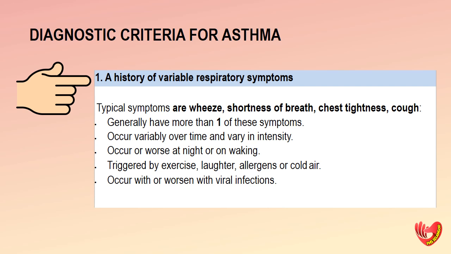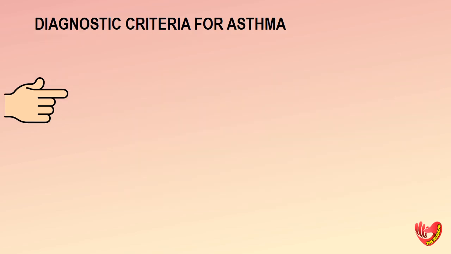Typically, symptoms are wheeze, shortness of breath, chest tightness, and cough, which generally have more than one of these symptoms, occur variably over time and vary in intensity, occur or worsen at night or on waking, are triggered by exercise, laughter, allergens or cold air, and occur with or worsen with viral infection.